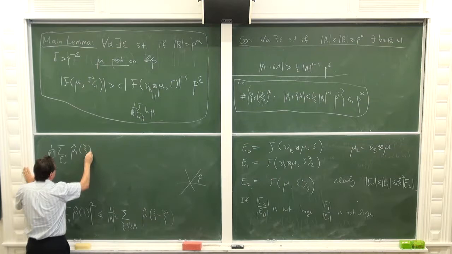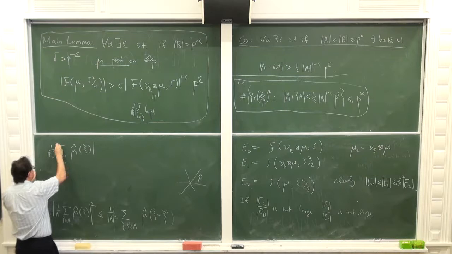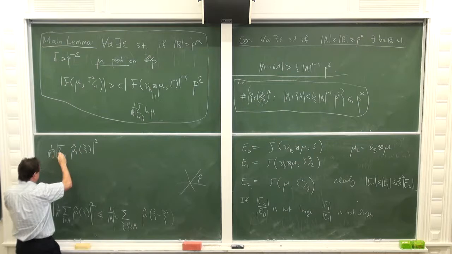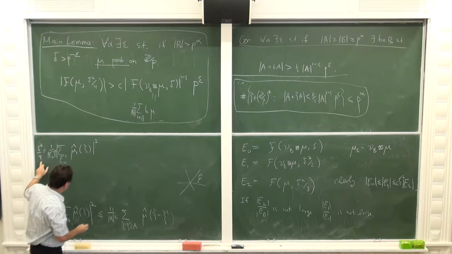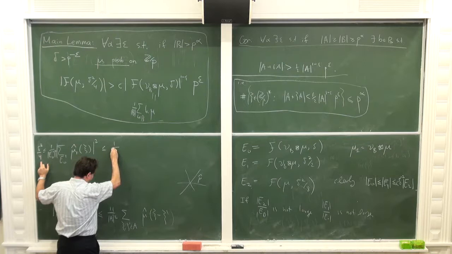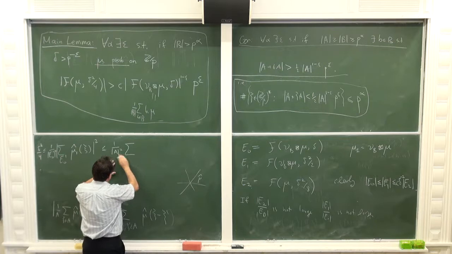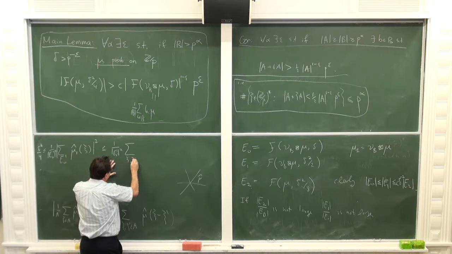this will be bigger than delta over 2. So if I square it, this is maybe delta squared over 4 or something. Well, this is at most the sum, 1 over, summation E0 prime squared, C prime.